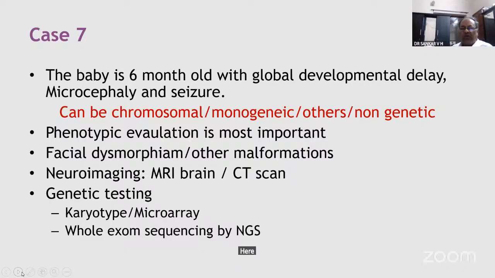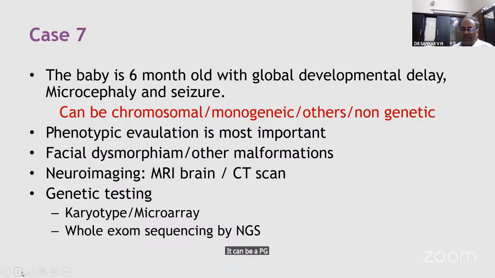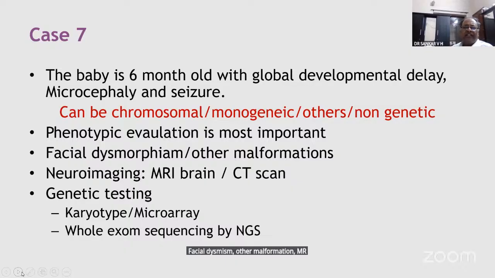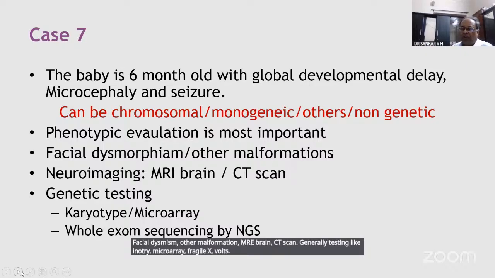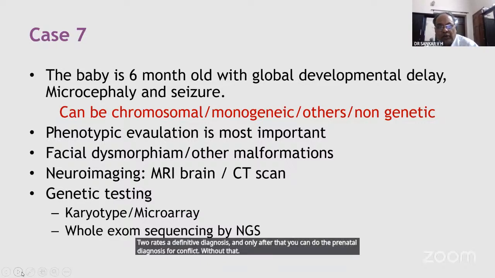Here it can be chromosomal, it can be monogenic, it can be mitochondrial, it can be non-genetic, it can be epigenetic, anything is possible. So here phenotypic evaluation is most important. Facial dysmorphism, other malformation, MRI brain, CT scan, genetic testing like karyotype, microarray, fragile X, whole exome sequencing, everything you have to do to reach a definitive diagnosis. And only after that you can do the prenatal diagnosis or counseling. Without that, it is very difficult to do the counseling.